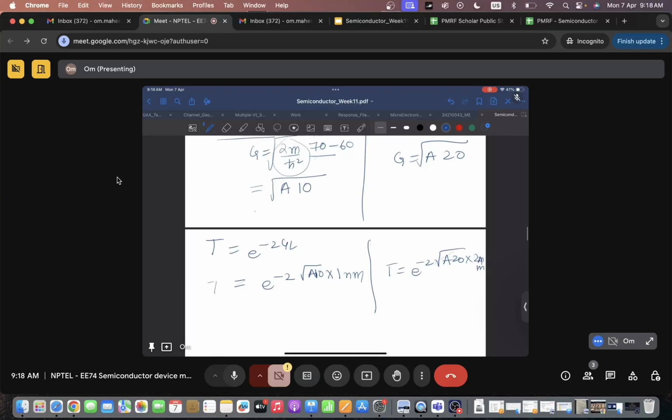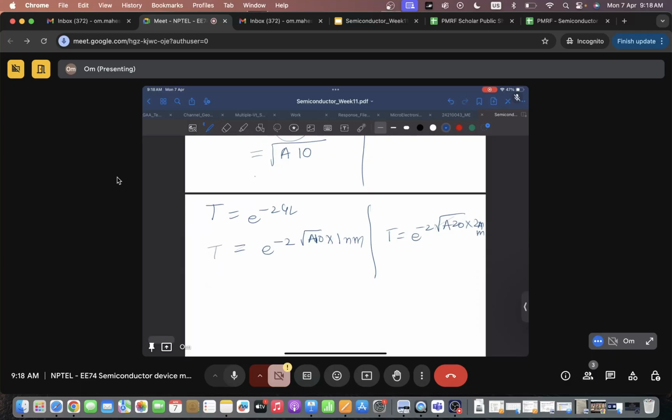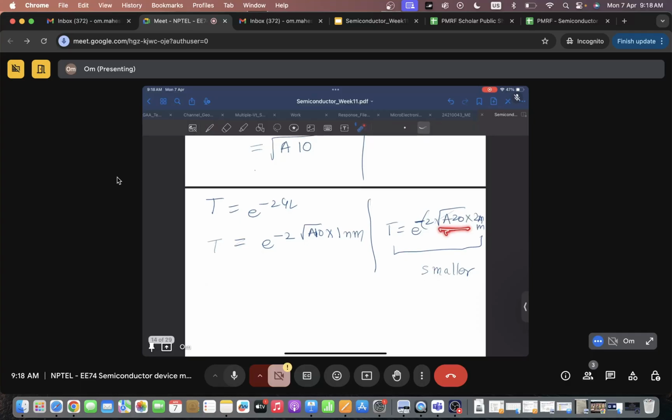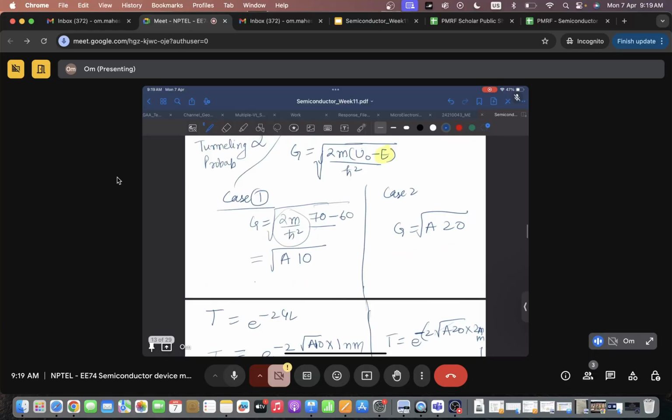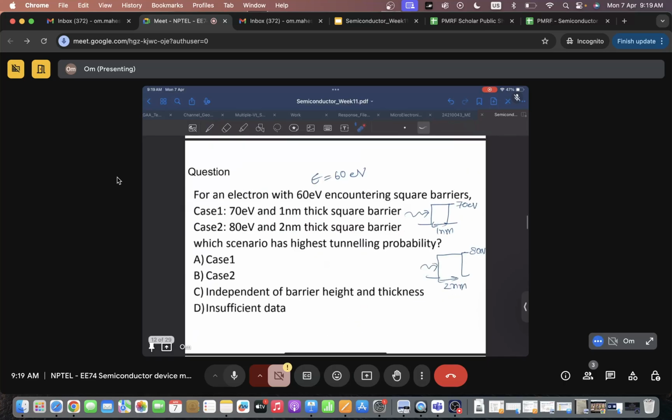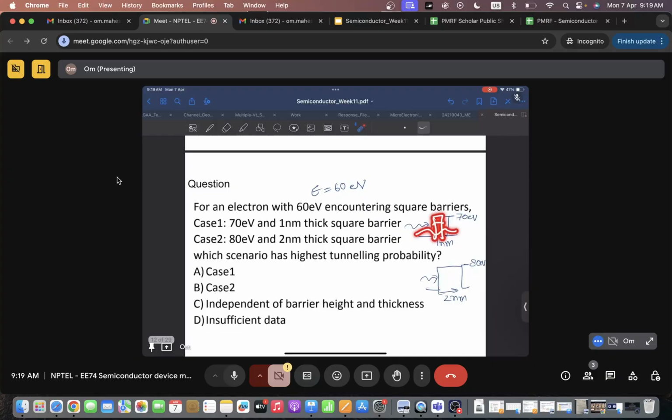Now, this is obviously a smaller value because it is e to the power minus of this. E to the power minus of some bigger quantity will be a smaller quantity. So this is larger. So the tunneling probability in case 1 is larger. Is this clear? So this was mathematically, but it is very intuitive, as you said also. If the barrier is thinner and shorter, it is easy to pass through it. So it is case 1.